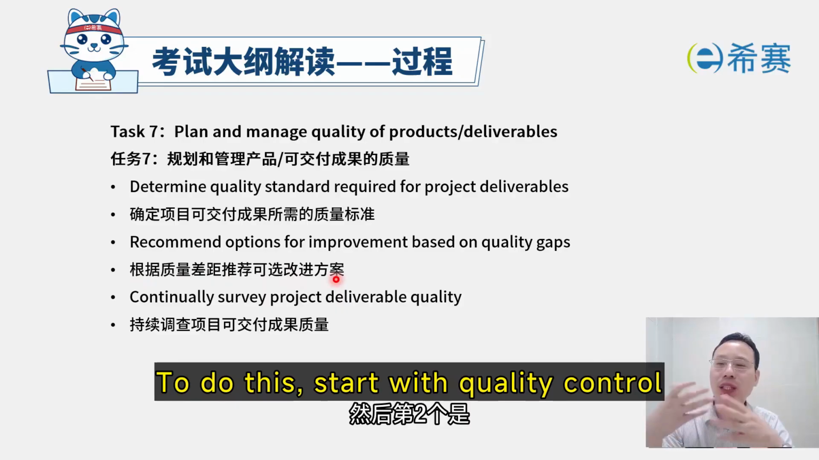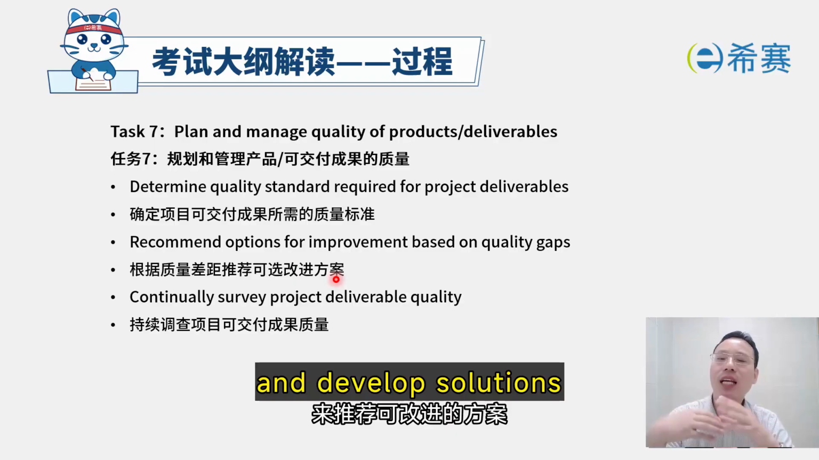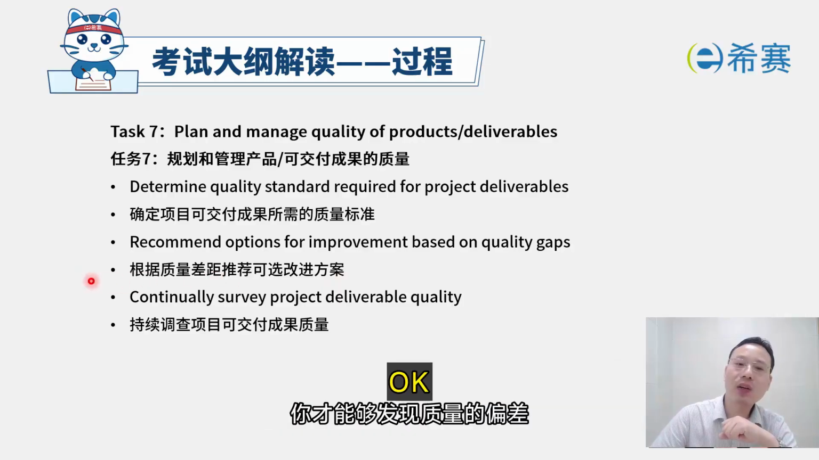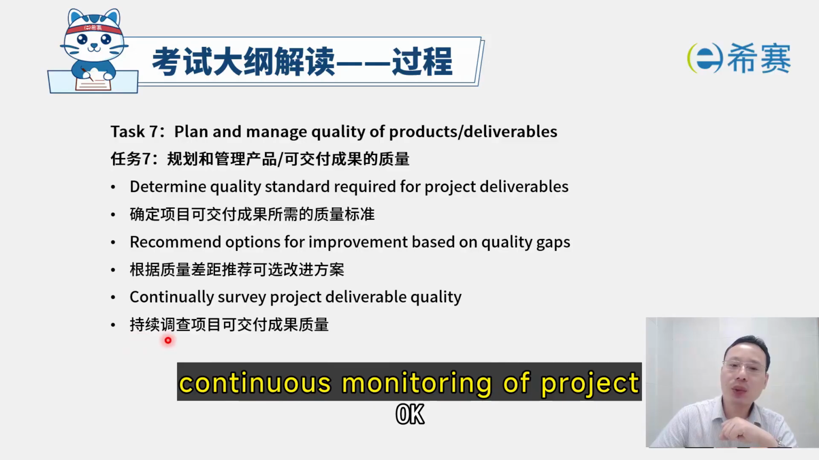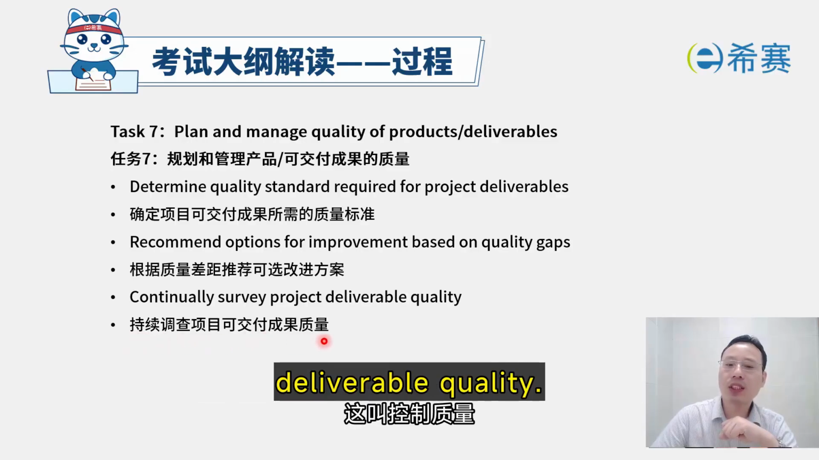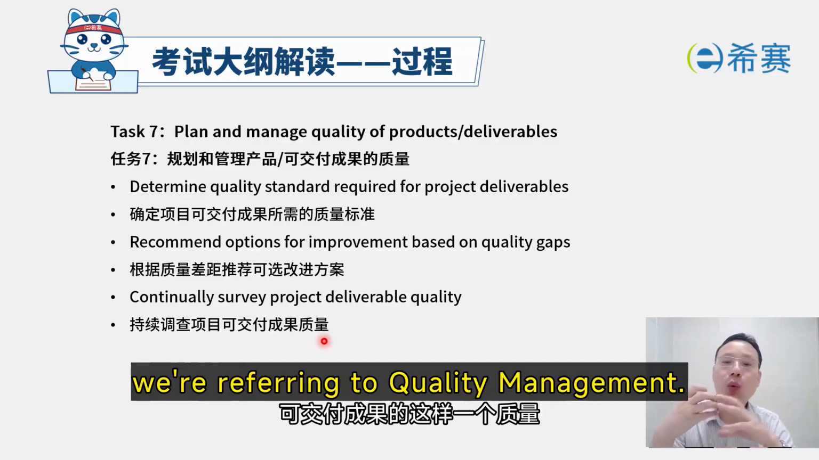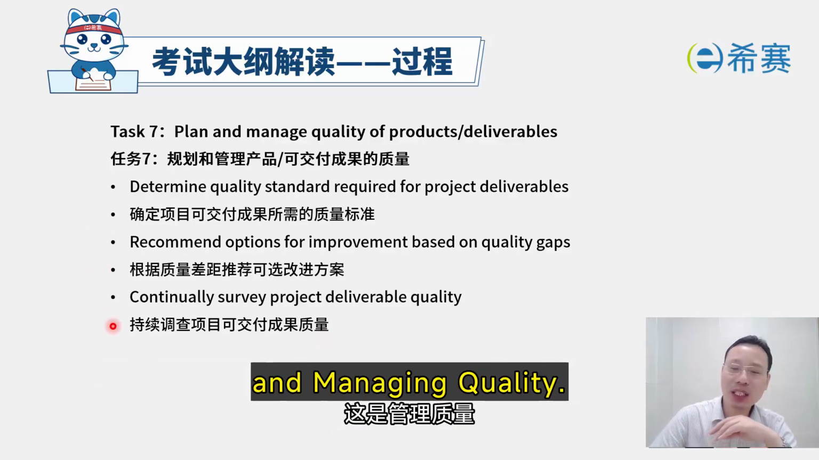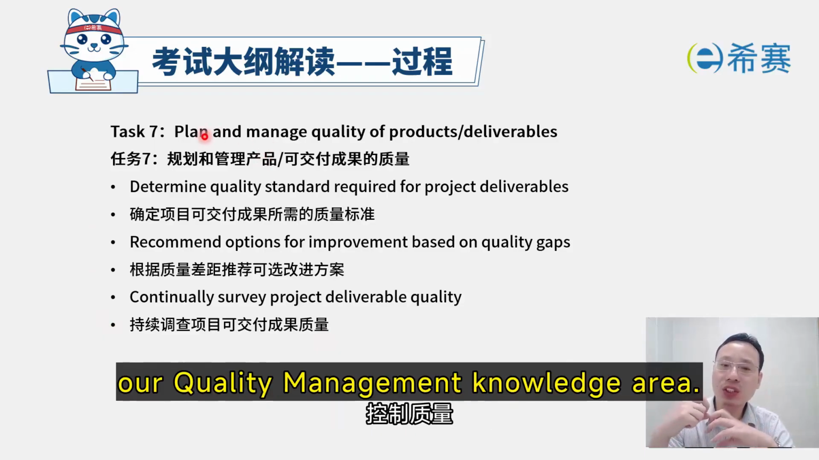To do this, start with quality control. This helps spot quality issues and develop solutions. This process is quality control. Okay, that's quality control. Finally, the last point mentions continuous monitoring of project deliverable quality throughout this process. If we're talking about ongoing management, we're referring to quality management. This includes planning quality management, controlling quality, and managing quality. All these aspects align with our quality management knowledge area.